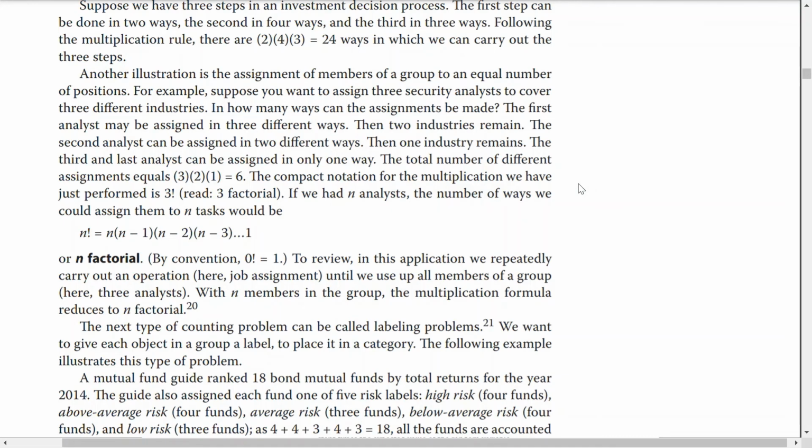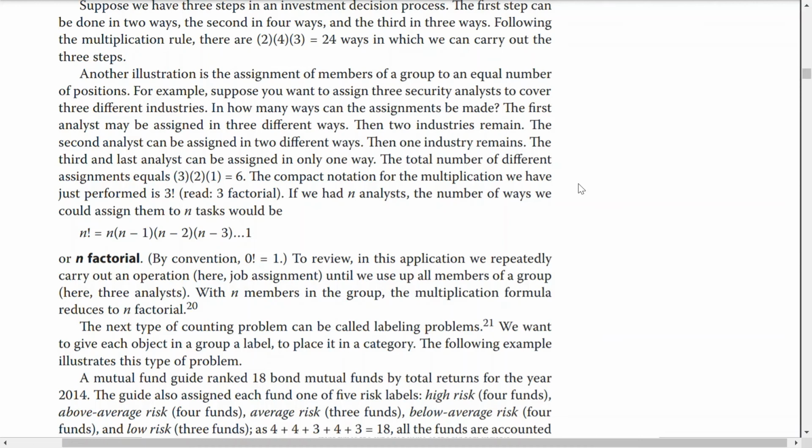In how many ways can we assign them? The first analyst may be assigned in 3 different ways. Then 2 industries remain, so the second analyst could be assigned in 2 different ways. Then 1 industry remains, and the third analyst has only 1 way. The total number of different assignments is equal to 3 times 2 times 1, which equals 6.